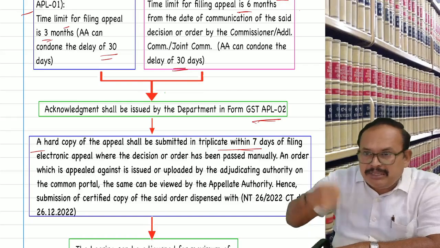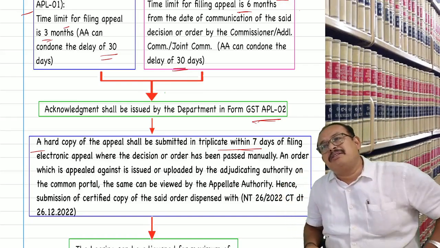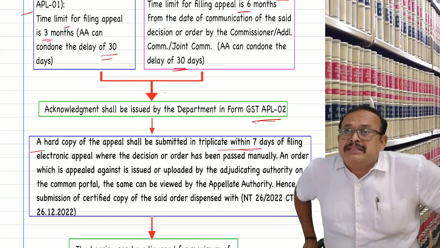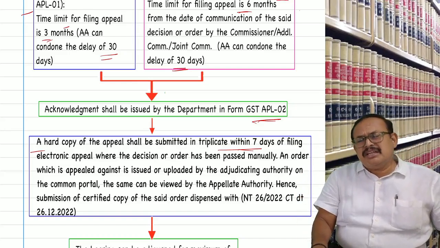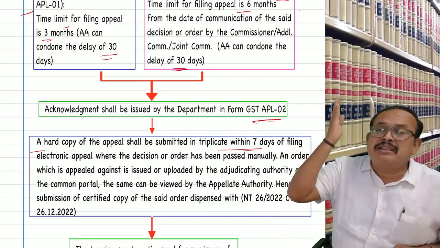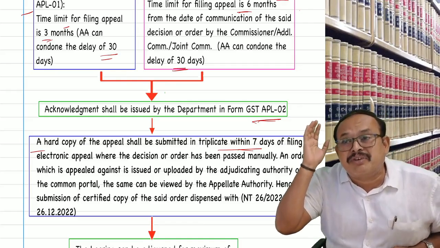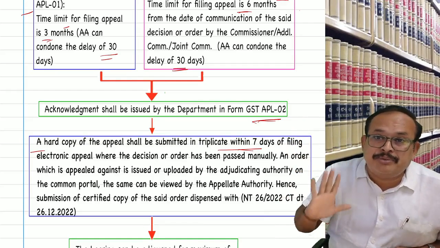through the GST Network Portal, when you make the appeal as a soft copy, from the date of making the application, within 7 days you have to submit the hard copy. Then the date of submission of the soft copy is the date of filing the appeal. If the delay happens beyond 7 days, the actual date of filing the physical copy in the office of the appellate authority is the date of making the application for appeal. By the time delay happens, condonation may not be possible.